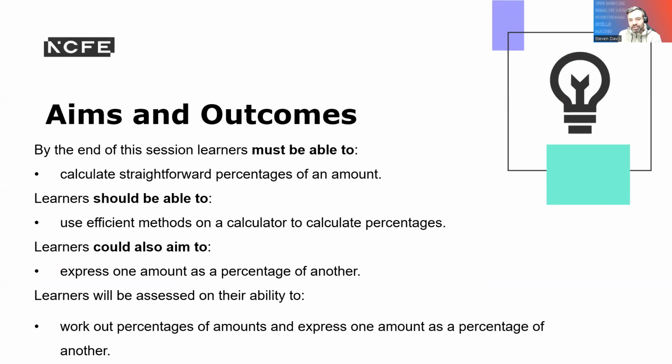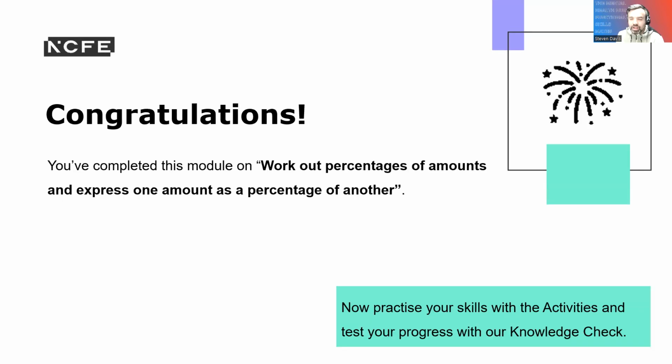So by the end of this session, learners must be able to calculate straightforward percentages. Learners should be able to use effective methods on a calculator to calculate percentages. Learners could also aim to express one amount as a percentage of another, and learners will be assessed on their ability to work out percentages of amounts and express one amount as a percentage of another.